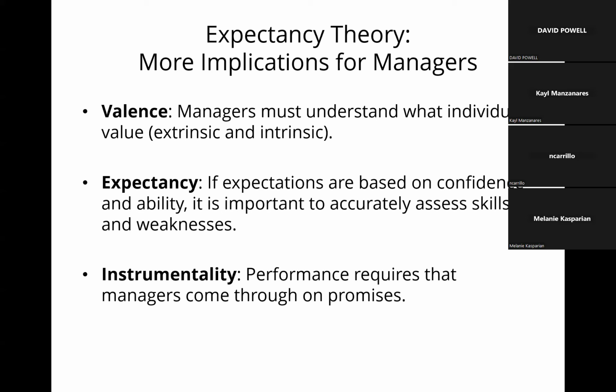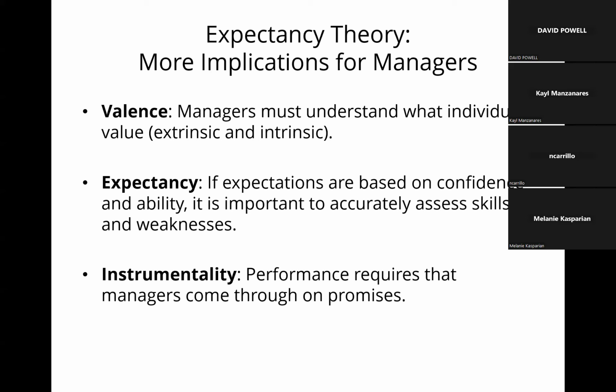So for us, the implications of Vroom's expectancy theory are, in terms of valence levels, that managers must understand what individual employees value, how much they value certain extrinsic incentives and rewards versus intrinsic rewards. We have to understand this because every employee is going to have a different valence level that they apply to different types of rewards and outcomes.